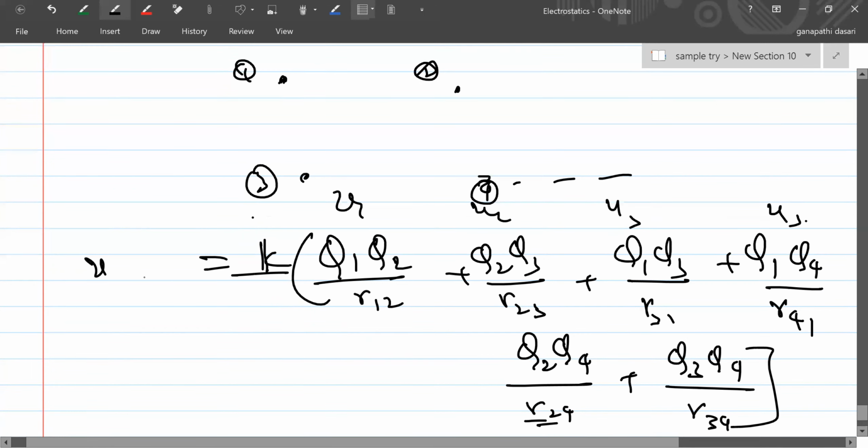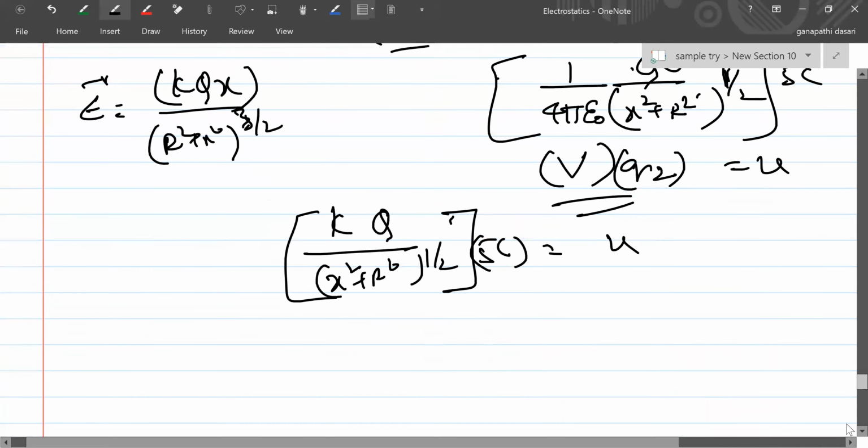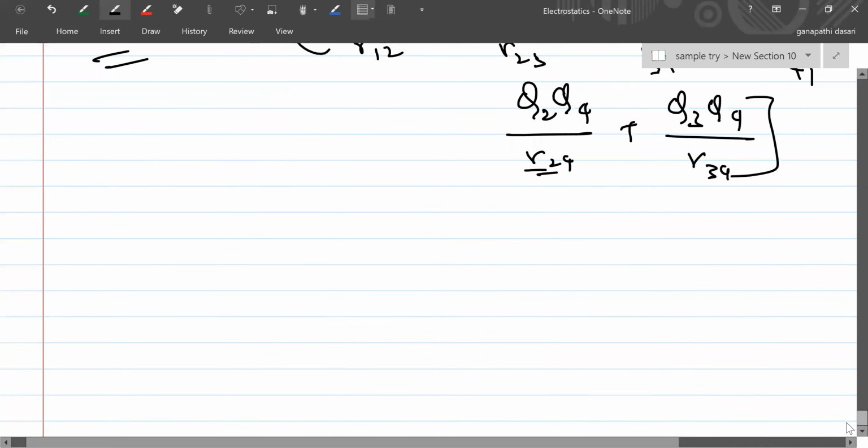Okay, this is the story about potential energy. Next class we'll discuss electric field, and we'll directly go to electric field capacity and dipole, and then we'll go to capacitors.